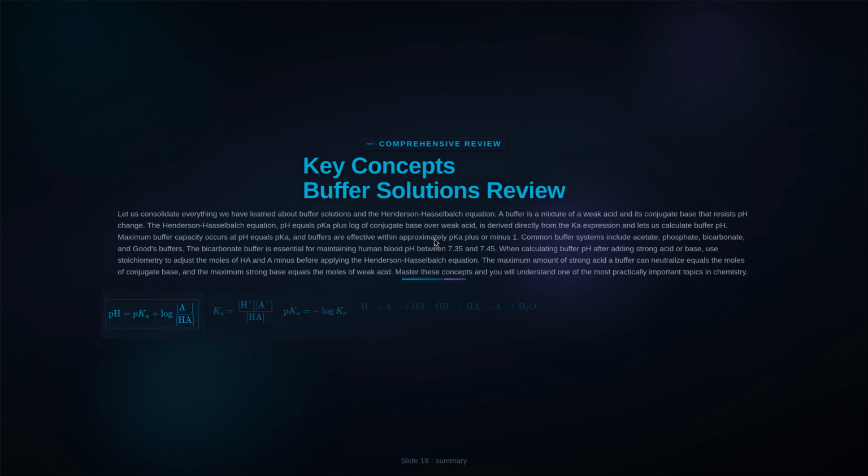Let us consolidate everything we have learned about buffer solutions and the Henderson-Hasselbalch equation. A buffer is a mixture of a weak acid and its conjugate base that resists pH change. pH equals pKa plus log of conjugate base over weak acid.